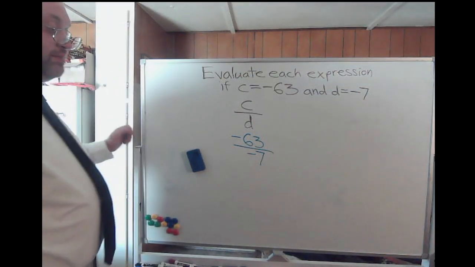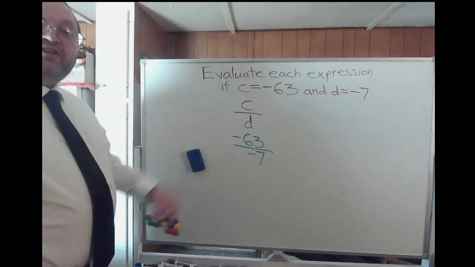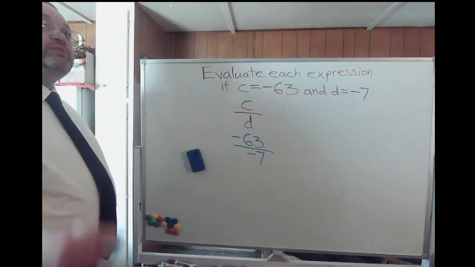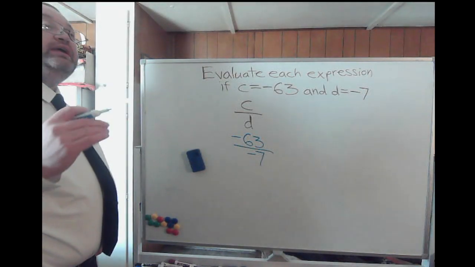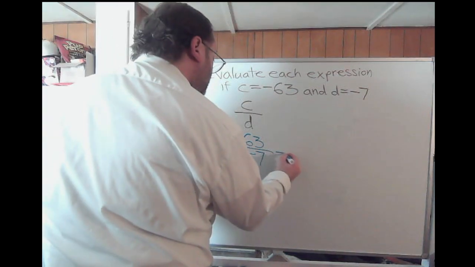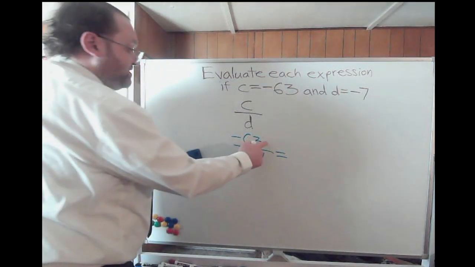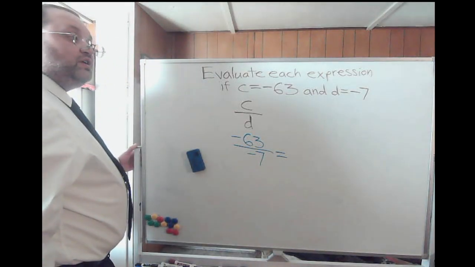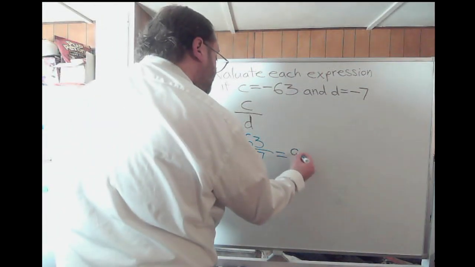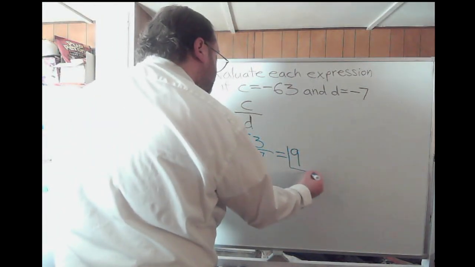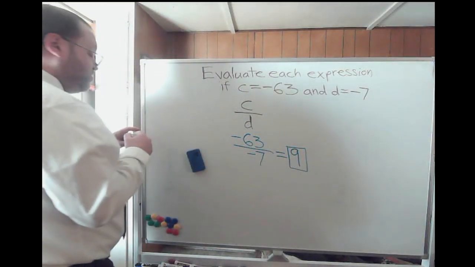Well, right away, we have a negative divided by a negative, which tells you the answer to this expression is going to be positive. So now that we know it's going to be positive, just focus on 63 divided by 7, you'll get 9. So the answer to this expression is 9.